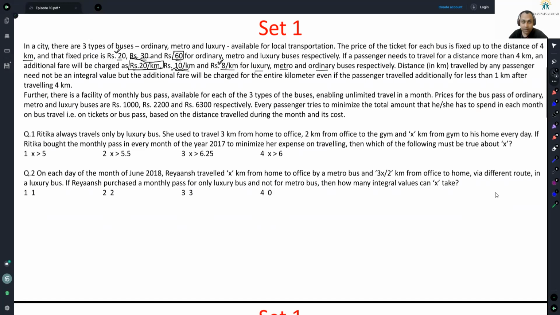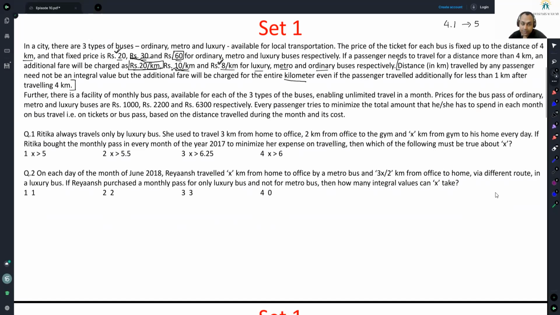Distance in kilometers traveled by any passenger need not be an integral value, but the additional fare will be charged for the entire kilometer, even if the passenger traveled additionally for less than 1 kilometer after traveling 4 kilometers. Okay, so if I've traveled 4.1, I have to pay the fee for 5 kilometers. This is what this additional instruction is telling me.